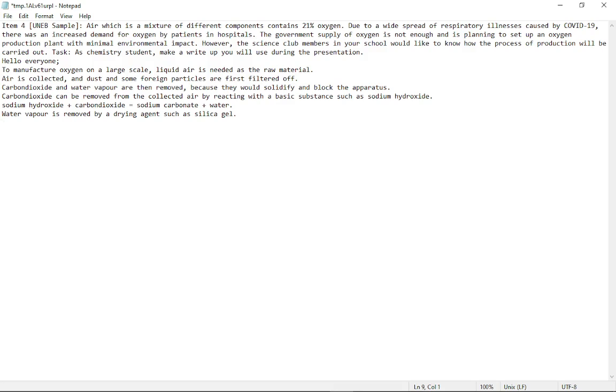So after removing those, what do I do? The remaining air is then compressed to temperatures of around negative 200 degrees Celsius.